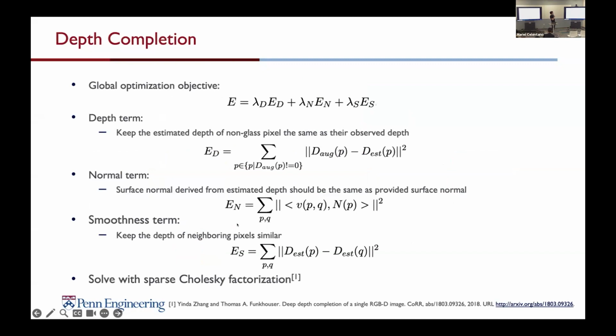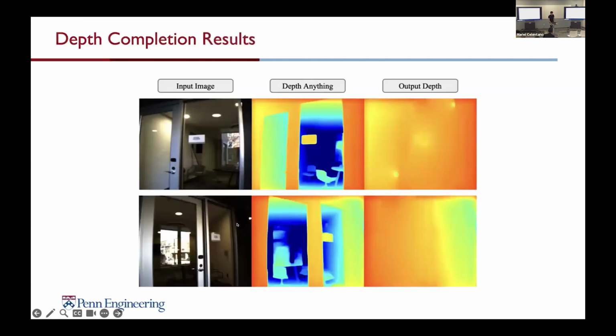This objective is composed of three terms. The first term, the depth term, is used to keep the estimated depth of non-glass pixels the same as their observed depth, because monocular depth estimation and stereo camera will give us valid depth measurements for the solid objects. The normal term is used to ensure that the surface normal derived from the estimated depth would be the same as the provided surface normal, which is our combined surface normal. And finally, the smoothness term is used to keep the depth of neighboring pixels roughly the same as each other. We solve this with sparse Cholesky factorization, the same method used by the original author.